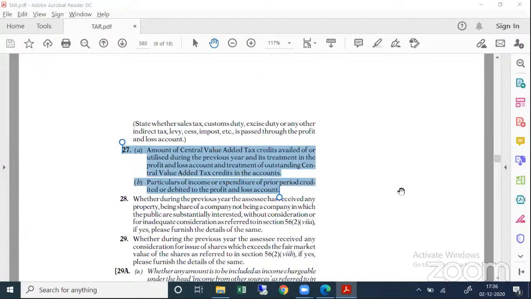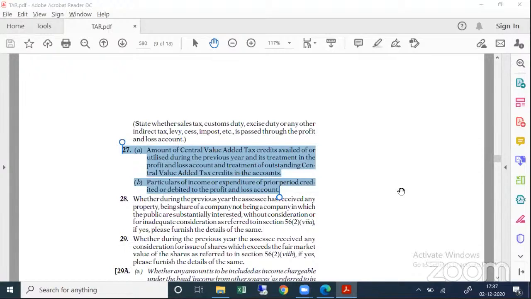But Ashish ji, the treatment in the books of accounts that we are discussing is already covered under section 145A. Section 145A specifically says whether it is included in sales, whether it is included in purchases, and whether you are taking it in closing stock in your balance sheet or not.